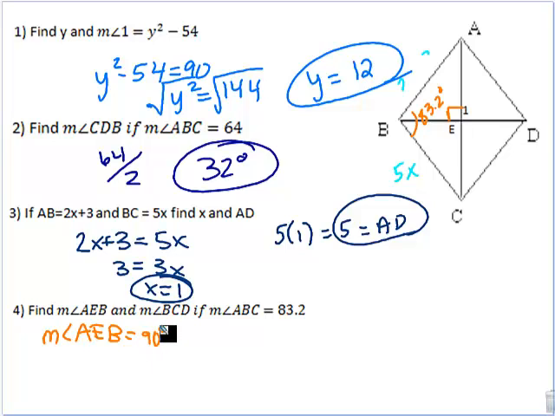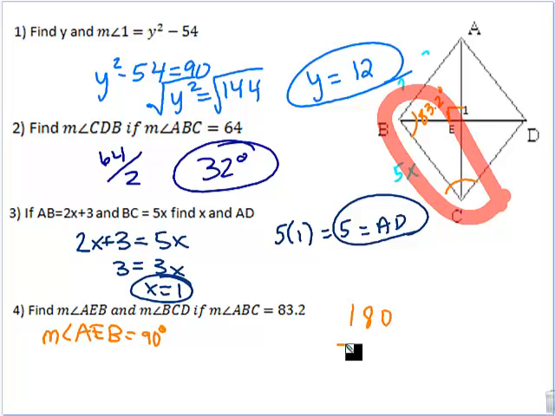Okay, BCD. So we want to find this whole angle. No, it wouldn't be 83.2. The angles aren't all congruent. But it does have all the properties of a parallelogram. So what does that tell you about your two consecutive angles here? They equal 180. So how would we find the other one? Yep, take 180 minus 83.2.